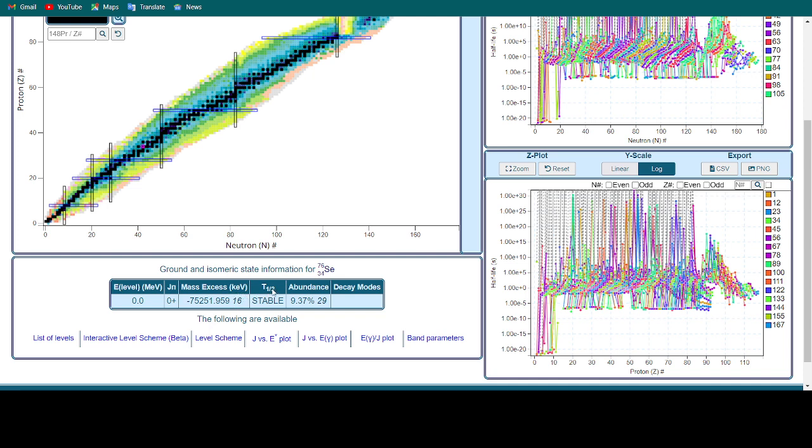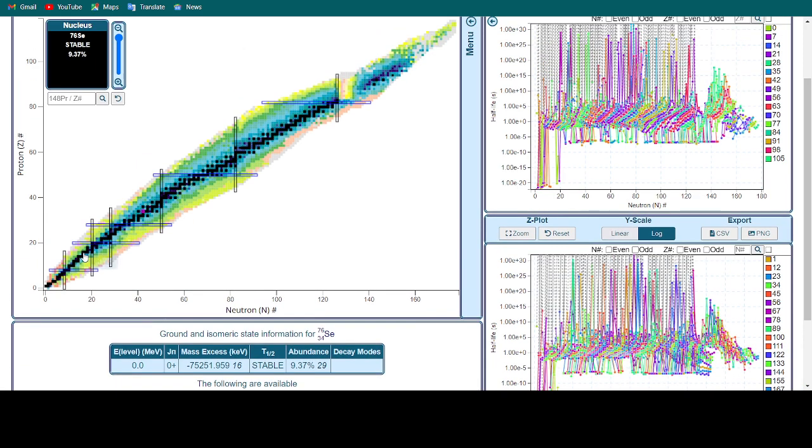T half, that is the half lifetime, is also little stable because it is higher. Then the abundance, like we talked about the abundance of the element, is 9.37% among a whole lot of other elements. Then you can also check the list of levels, interactive level scheme, J versus E star plot, J versus gamma plot, band parameters, E gamma versus J plot. Everything is given there.